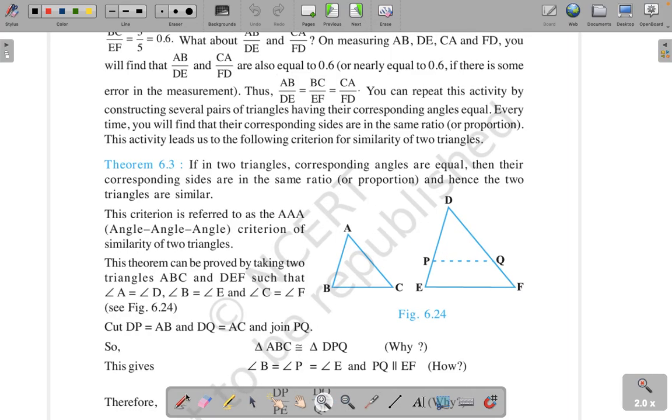See, theorem 6.3: if in two triangles corresponding angles are equal, then their corresponding sides are in the same ratio or proportion, and hence the two triangles are similar. Whenever you have to prove any criteria, take a triangle ABC and a triangle DEF. We are assuming DEF is a larger triangle. Now you are given all the angles are equal. So this is given: A is equal to D, B is equal to E, and C is equal to F.